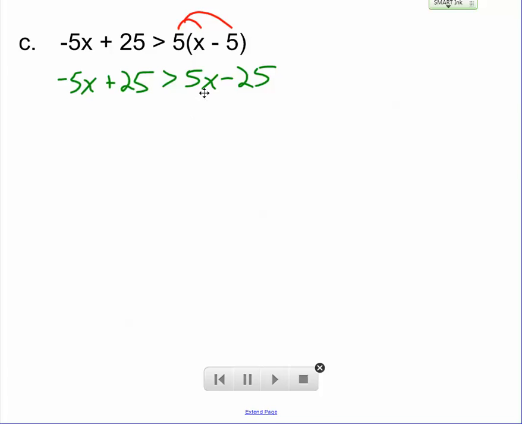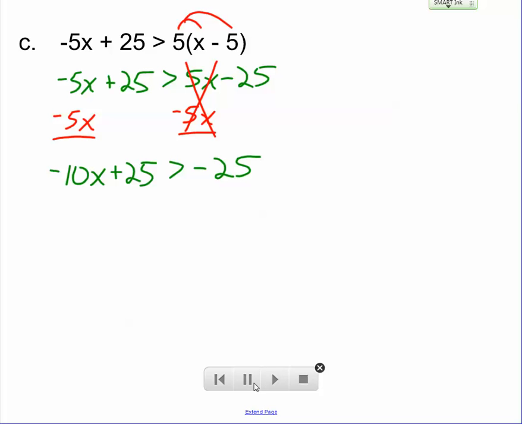Now I want to get this 5x, or all the x's, moved over to the left. So I'm going to subtract 5x from both sides. The reason I'm doing that is because it'll cancel it out over here. But whatever I do to one side, I have to do to the other. So I end up with negative 5 minus 5 is negative 10x, plus 25 is greater than negative 25.